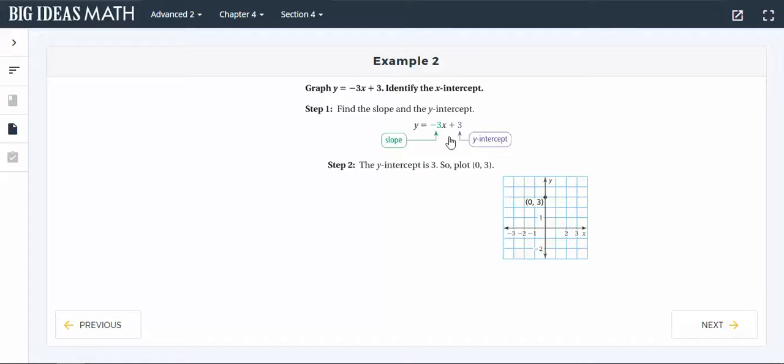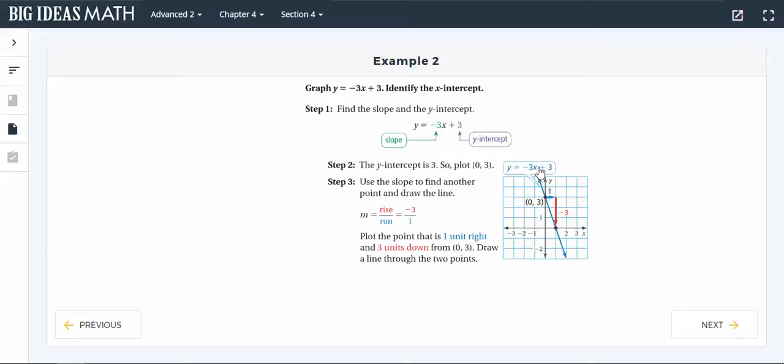Your negative 3 is your slope, so you can go down 3 over 1, or you can go up 3 backwards 1 because it's negative. So use the slope to find another point and draw the line. So it's negative 3 over 1, so you can either go down 3 over 1 or up 3 backwards 1. So that's where your line will be. Plot the point that is 1 unit right and 3 units down, and draw a line through that.